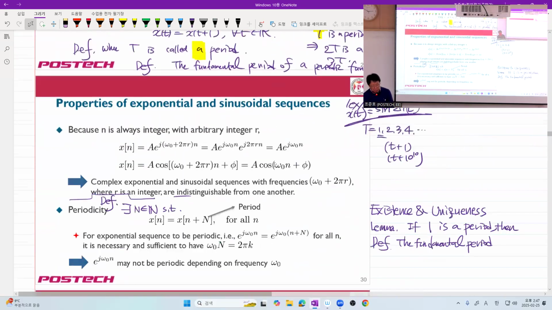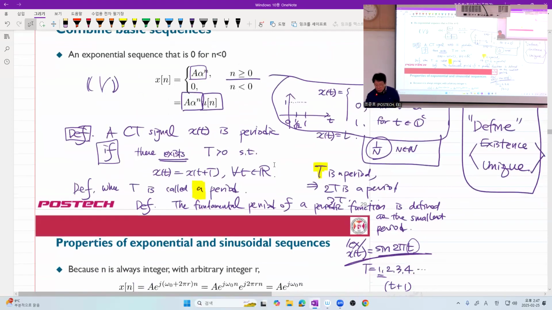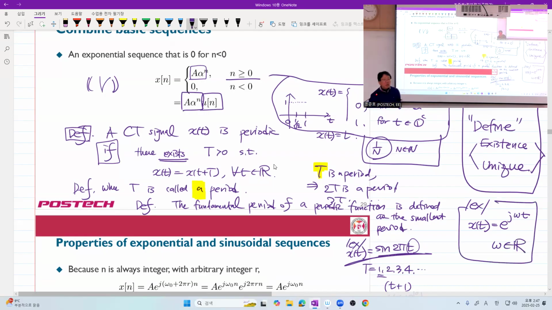Okay, anyway. And here goes a simple example. Suppose you have a family of continuous time signals. Actually, this is called a complex sinusoidal signal. And here, omega is any real number. And this signal is always periodic.